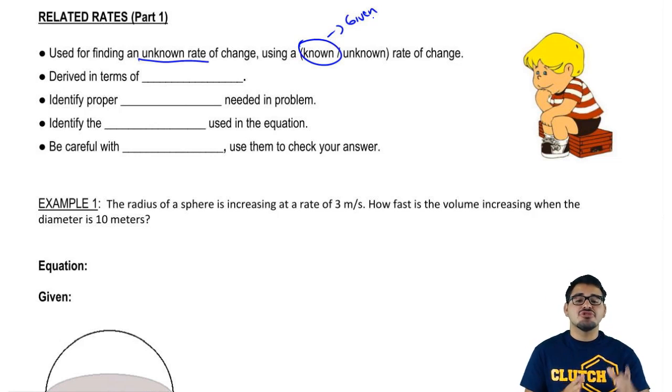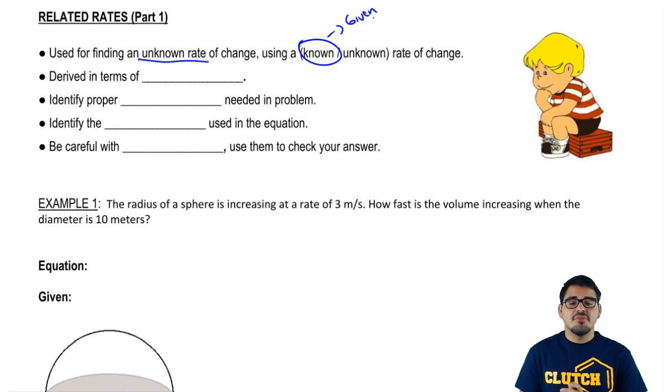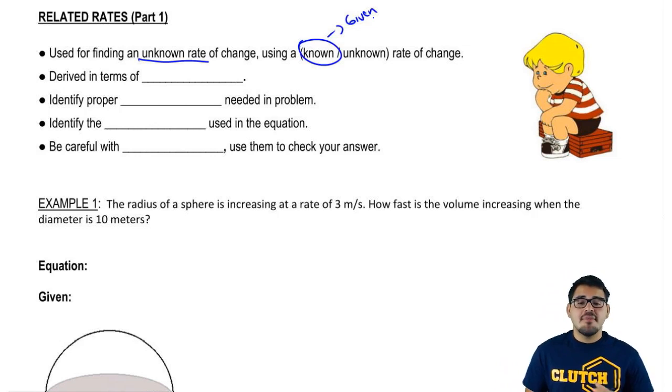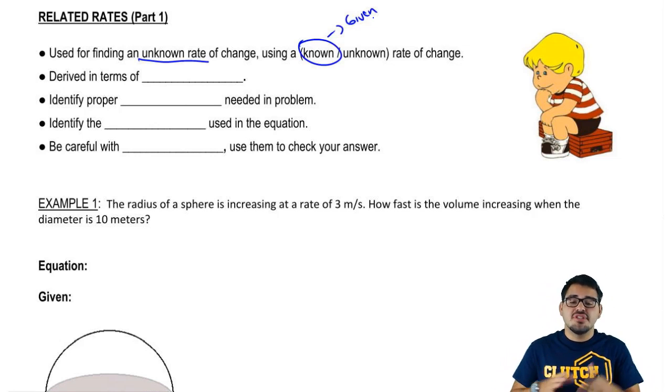I'm going to give you guys a nice little story. We're going to talk about some rates, some numbers here and there, and we're going to use all that information in order to find this unknown rate of change that we're looking for. Then let's talk about how we're going to compute this related rate.